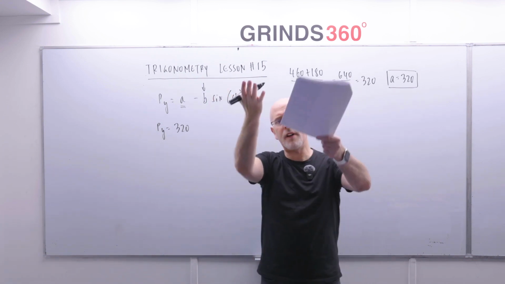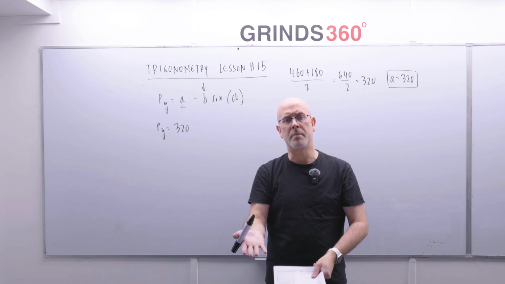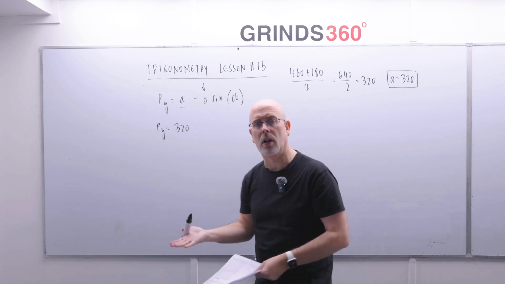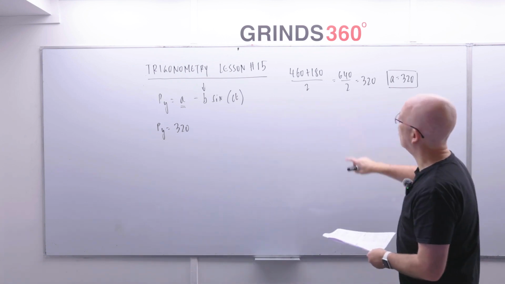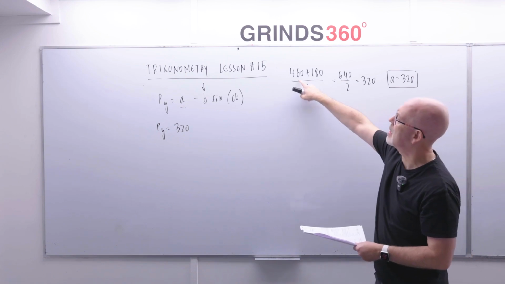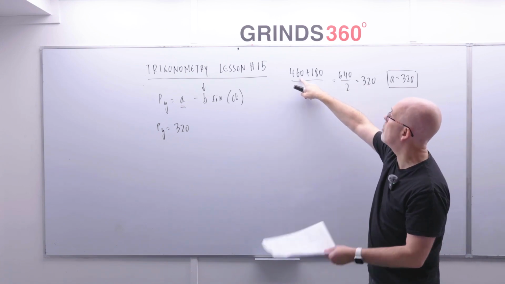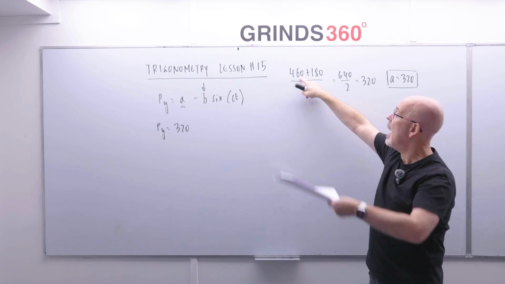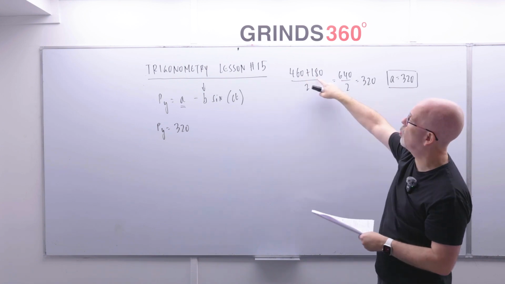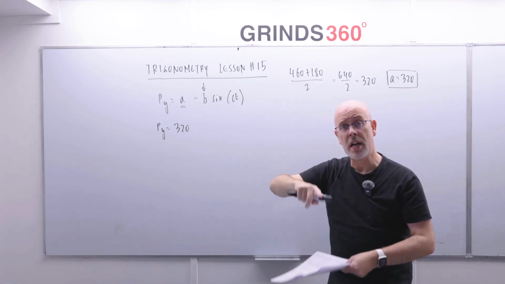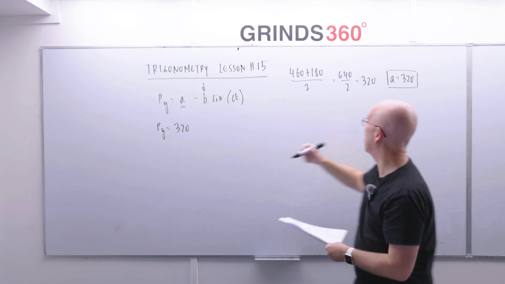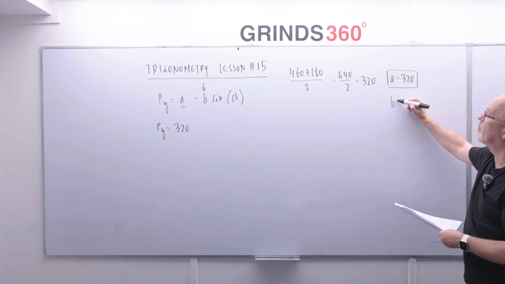That's how far above and below the center on your graph will go, right? So you'll notice here that we're going up as high as 460. To get from 320 up to 460, I'm going up by 140. And to get from 320 down to 180, I'm going down by 140. So I'm going up and down by 140 there, so B is 140.